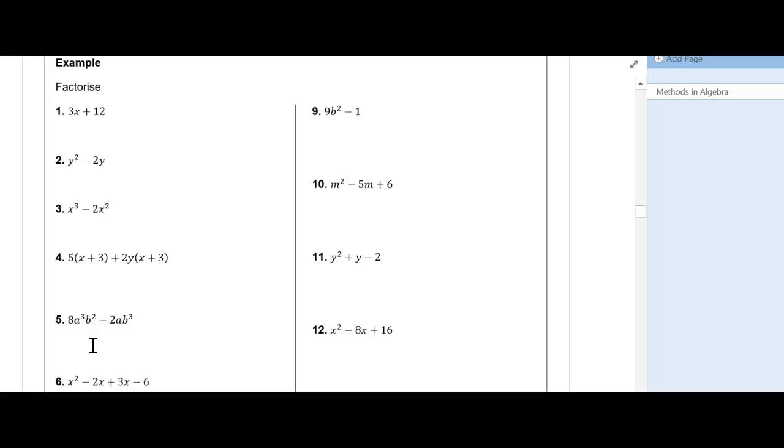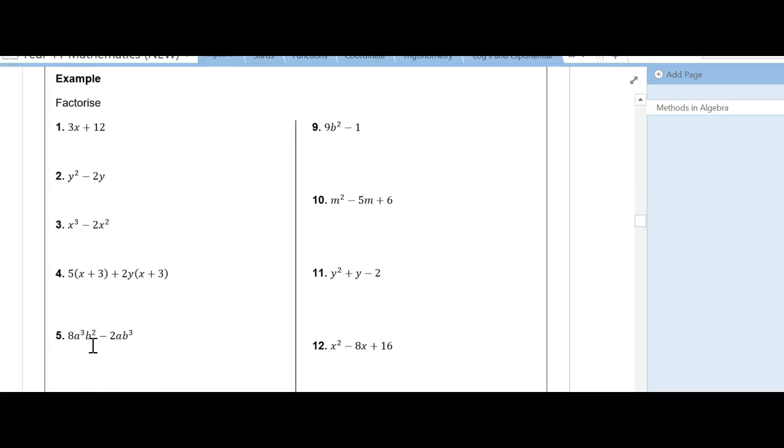All right, in this video I'm going to do the examples of factorisation. So the first thing we have to do is take out a common factor, and in this one it's 3. So we've got 3(x + 4), and you can clearly see that that bracket can't be factorised further. The same with this one, take out a common factor, y minus 2. With this one, the common factor is x squared, and we're left with x minus 2.